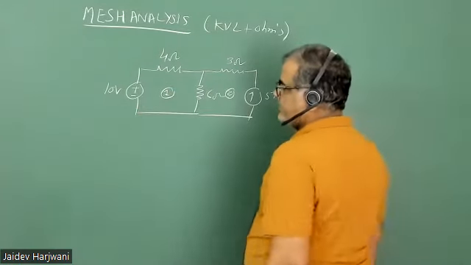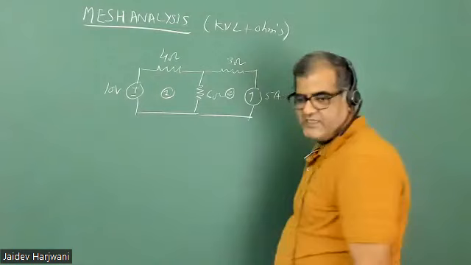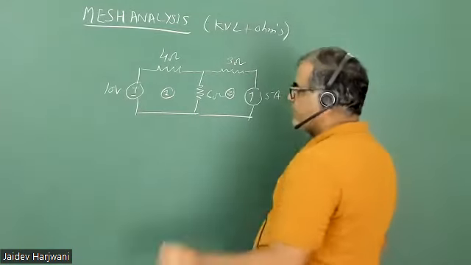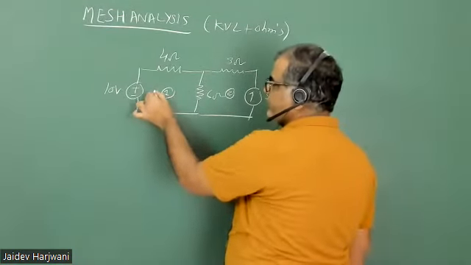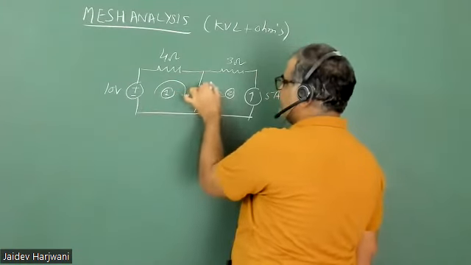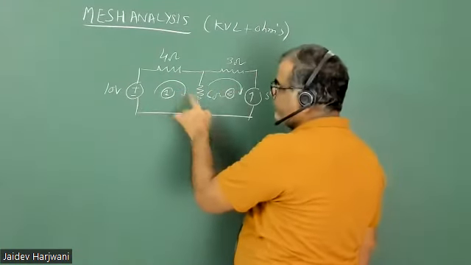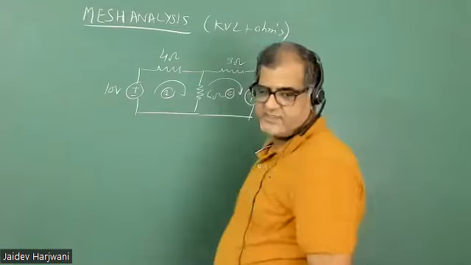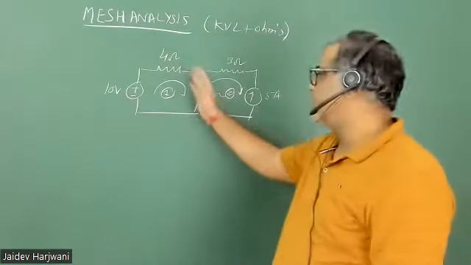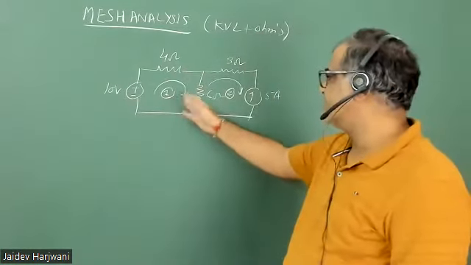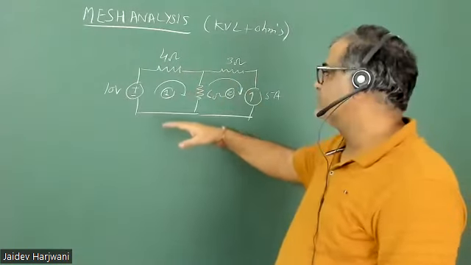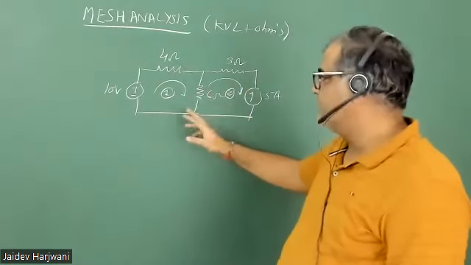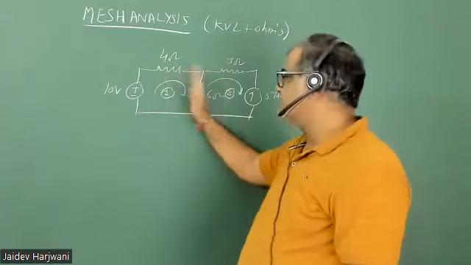Okay, now step 1 is you have to assign the direction. Okay, so with which direction you are going to move. So I'm going to move in clockwise direction. Okay, so you have to keep the direction same. That is the first thing. You cannot go clockwise in one mesh and others counterclockwise. So you have to be consistent. Okay, you have to keep the same direction in each loop.